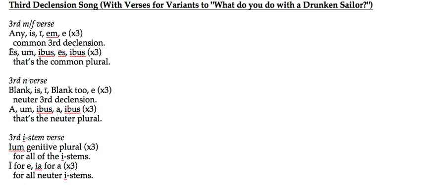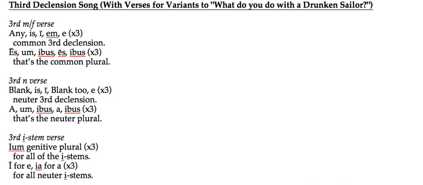Okay, this is the Third Declension Song. It's one of my favorites. I composed this one to the tune of What Do You Do with a Drunken Sailor? And it has three verses. There's the first verse, which is third masculine and feminine, or also known as common declension, and then third neuter verse, and then the last verse is for third I stem, and it just tells you the cases which are different for an I stem noun or an adjective if you're doing adjectives.